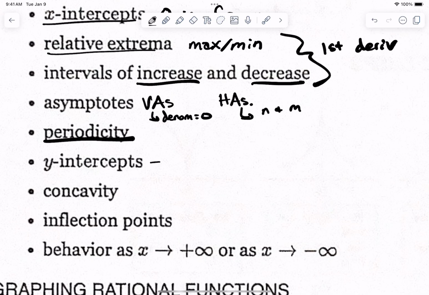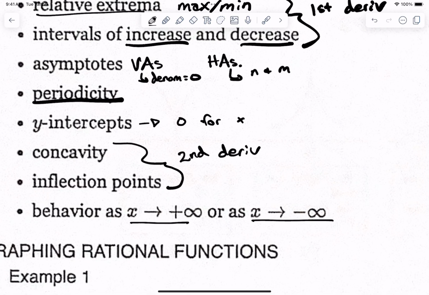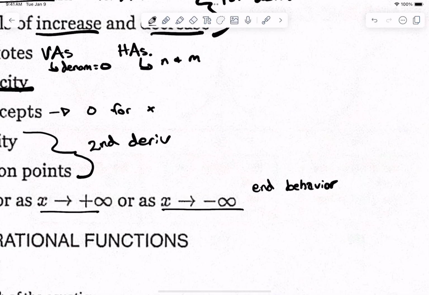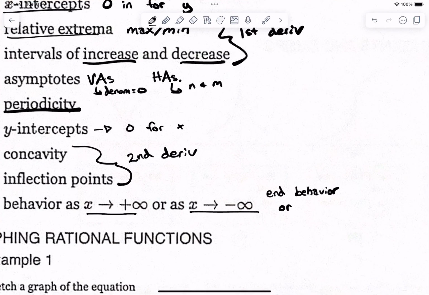How do you find y-intercepts? Plug in 0 for x. Concavity and inflection points, that's your second derivative. And then behavior as x goes to infinity or as x goes to negative infinity, this is your end behavior, which we also talk about in terms of limits. A lot of times we'll say the limit as x goes to infinity, or the limit as x goes to negative infinity. What is happening to the graph? So end behavior or limits.